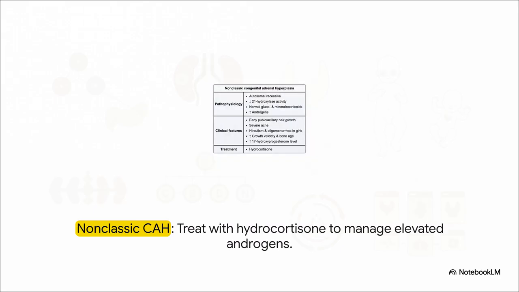In contrast, patients with non-classic CAH present later with signs of early puberty, early pubic hair, severe acne, hirsutism, oligomenorrhea, and an advanced bone age. Because their mineralocorticoid production is actually intact, you treat them with hydrocortisone alone.